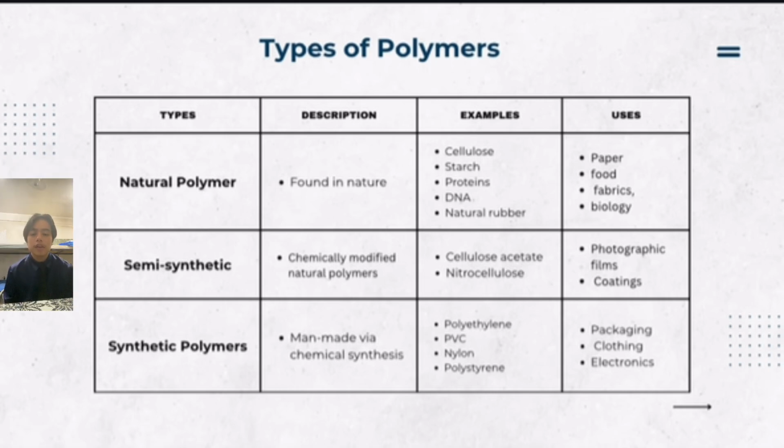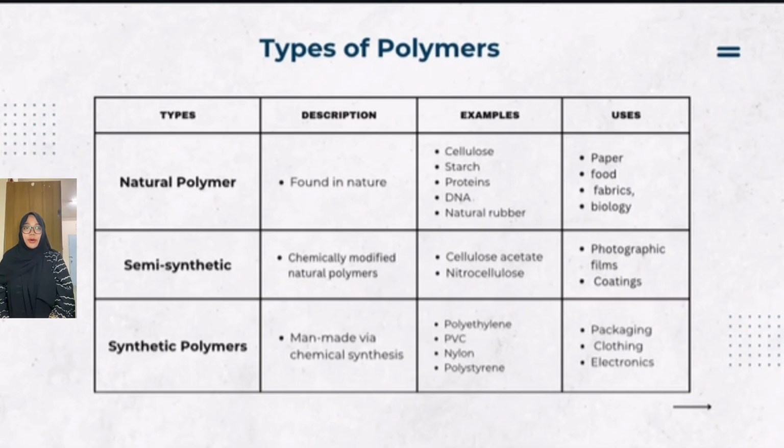Secondly, semi-synthetic polymers. Semi-synthetic polymers are chemically modified natural polymers. There are many examples of semi-synthetic polymers such as cellulose acetate and nitrocellulose. These semi-synthetic polymers are used in photographic films and coating.